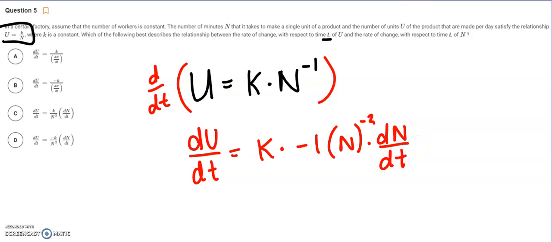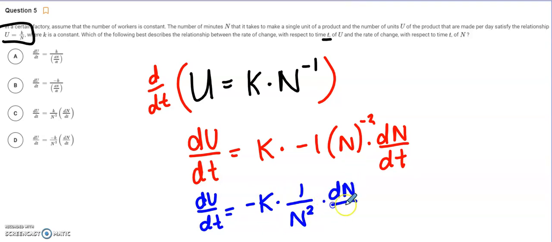Okay, taking the derivative with respect to time. So cleaning all this up, du/dt equals, that negative sign can just go there, so negative k, this is 1 over n squared dn/dt, which is looking like answer choice D. Okay, so just don't let the different variables freak you out. We're used to dealing with x's and y's and taking the derivative with respect to time. Same thing's going on here, we just have a u and an n.